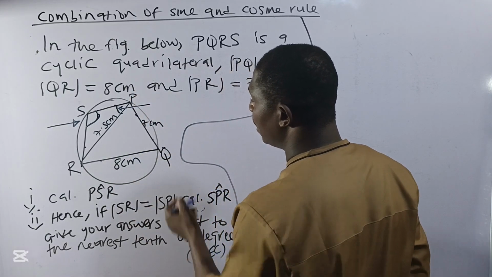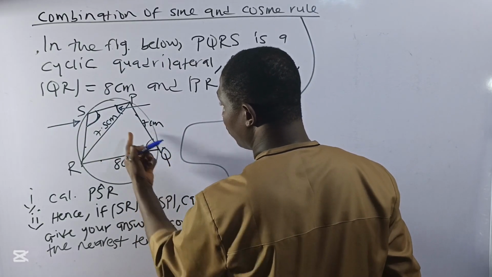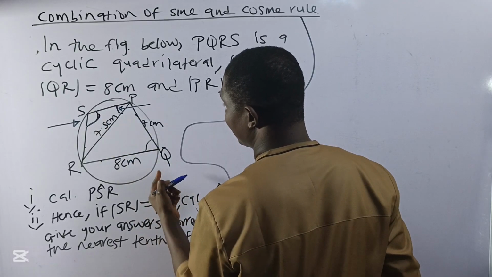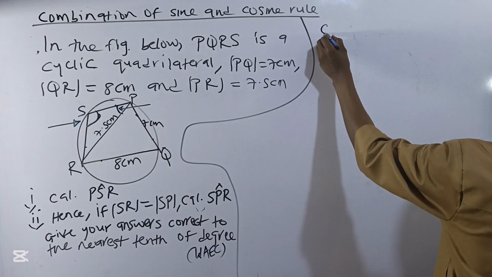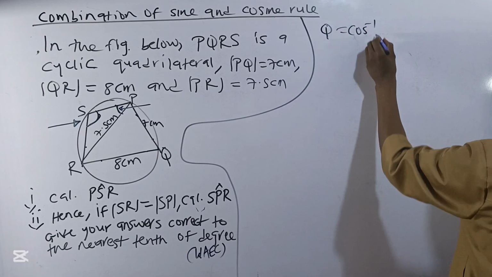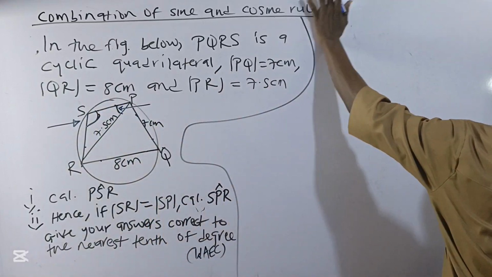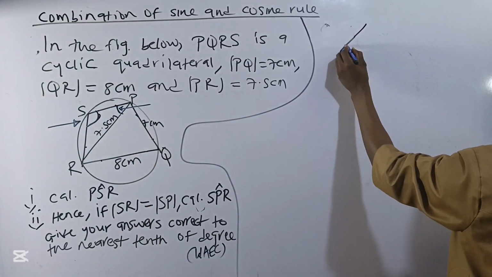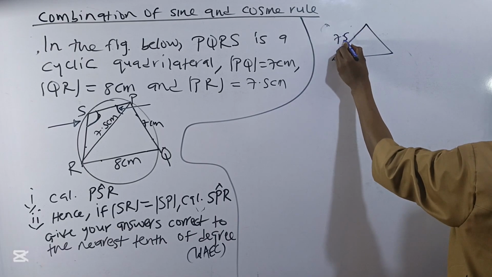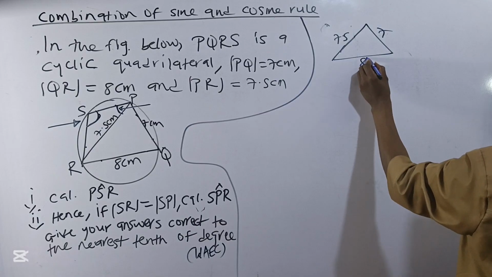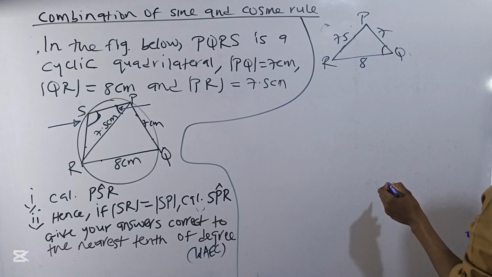But what do I really need? I need this. Because if I get this and I add it with this, the both will add up to give me 180. And I can get my S after getting what? Q. So this is what I mean. Angle Q, using cosine rule. If I remove these two lines, I'll simply get this 7.5, this 7, this 8, this P, this Q, and this R. And I'm looking for this angle.